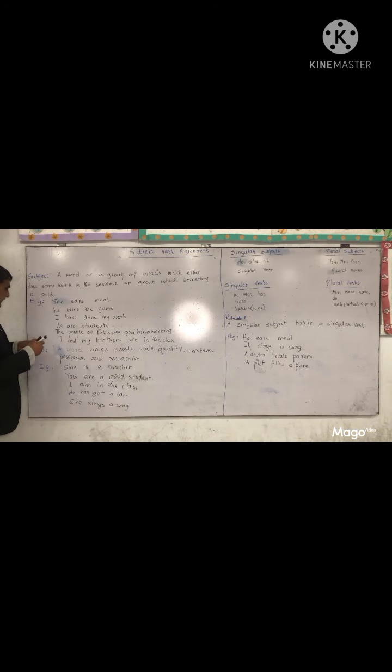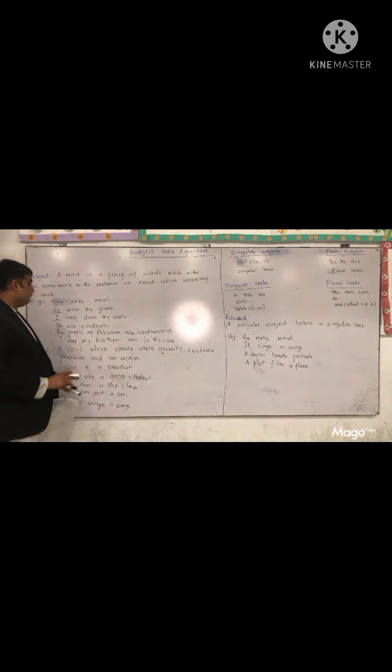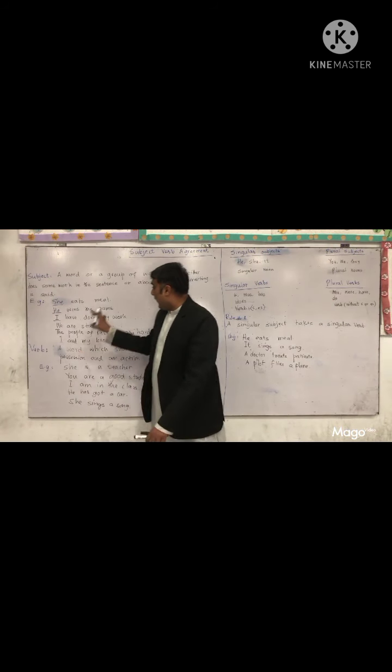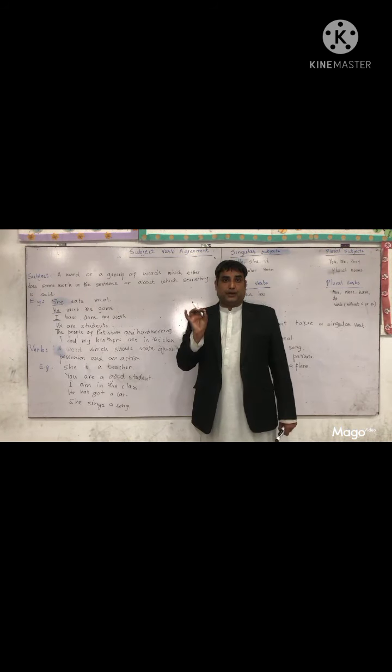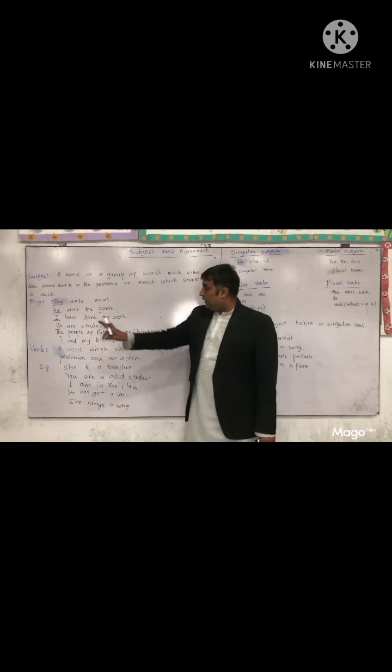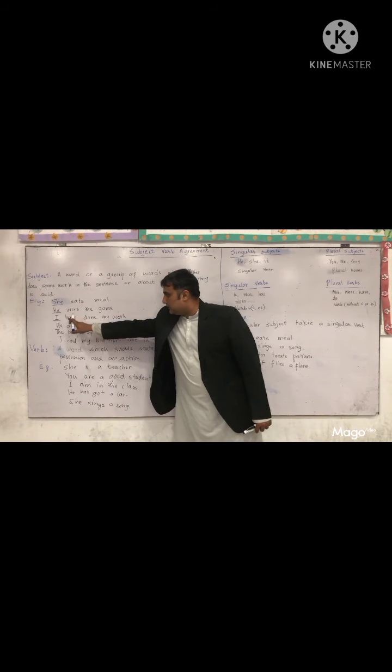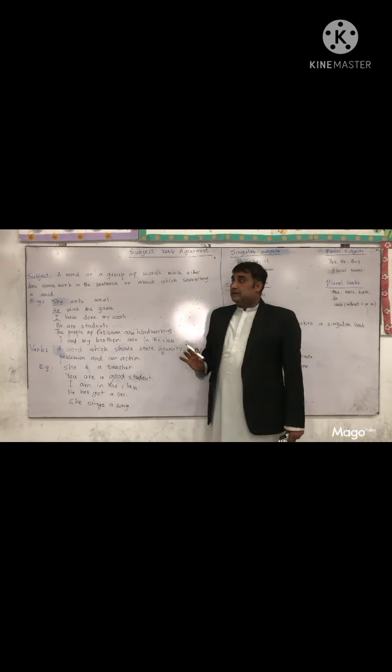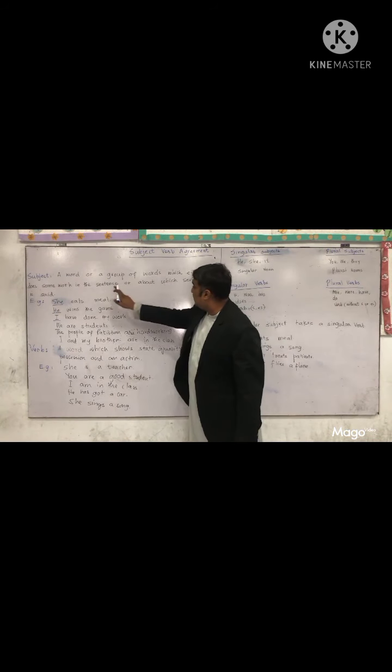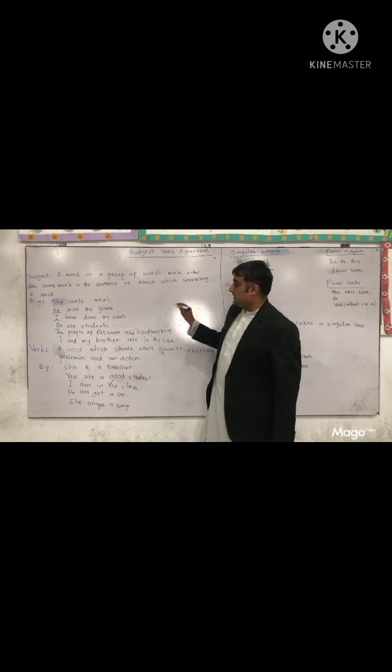So when we look here, she is the subject of a sentence. He is the subject of a sentence. I is the subject of a sentence. She, he and I, they do some work in the sentence. When a word or a group of words does some work in the sentence, that is called the subject of a sentence. The second part of the definition is about which something is said.